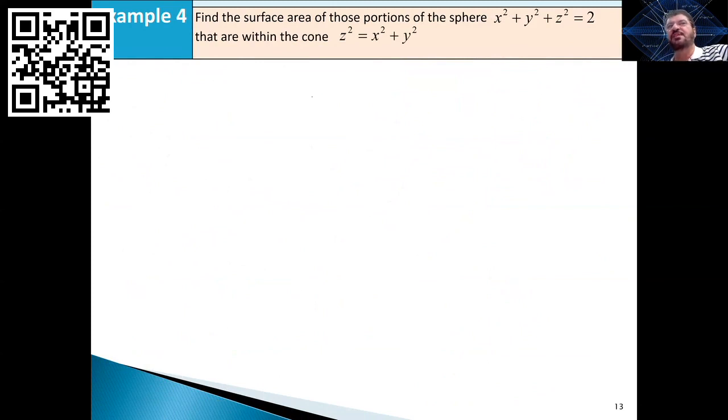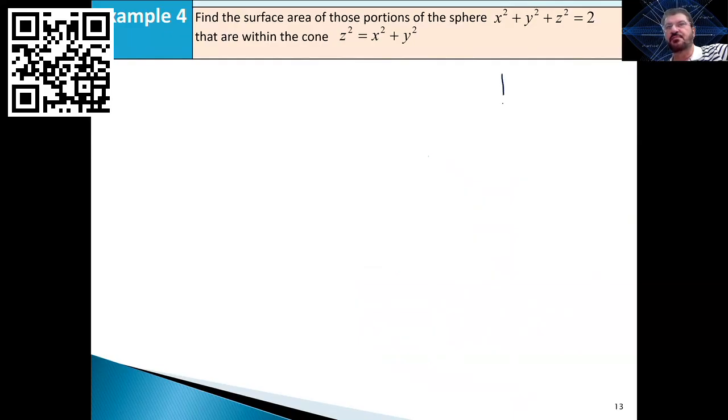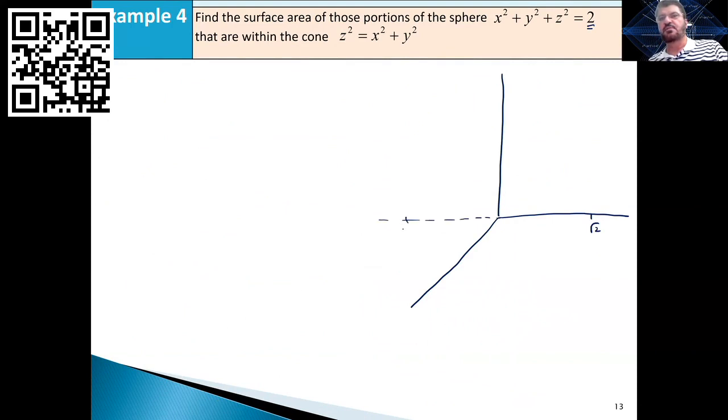Let's look at this one. Find the surface area of those portions of the sphere within this cone. Oops. Okay, let's see what we have here. Let's graph it. All right, the first one is the sphere of radius √2, right? So let's suppose that this is √2, guys. In the back, minus √2. Here you have √2. At the bottom, of course, you have minus √2. And now we can graph the sphere.